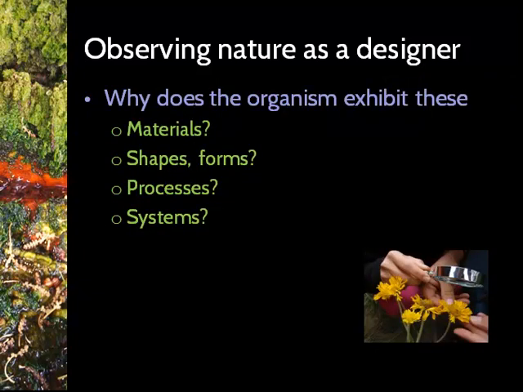Once you get the hang of it, and I know you've had just a tiny bit of practice, over the course of this class hopefully you'll start to realize that all those why questions are leading to, why does the organism exhibit these characteristics? Why is it using these materials? Why does it have these shapes or forms? Why is it going through these processes? Or why is it using these types of chemistries? Why is it using these internal systems? And why is it part of these external systems? So your questions are specific, but underlying all of them, you're asking why does the organism exhibit these characteristics?